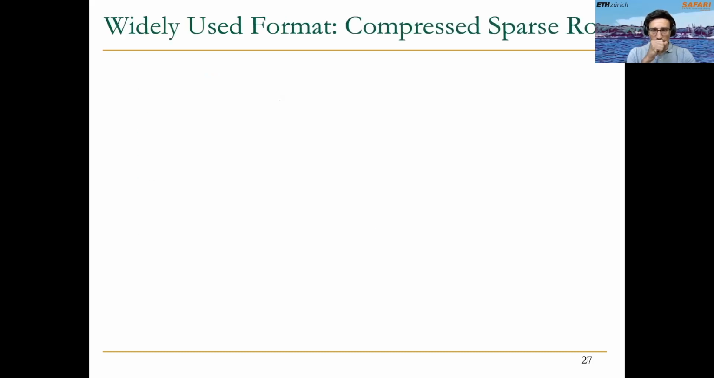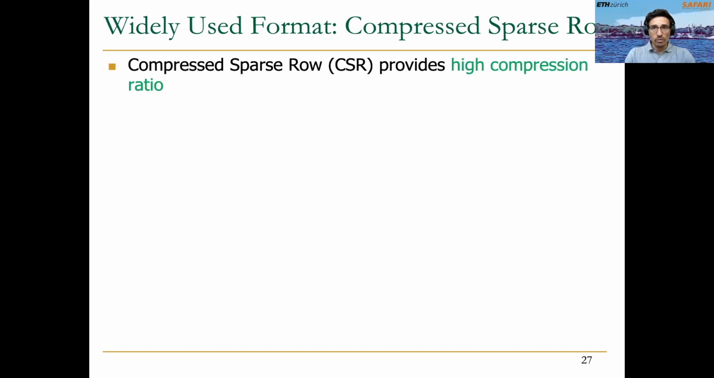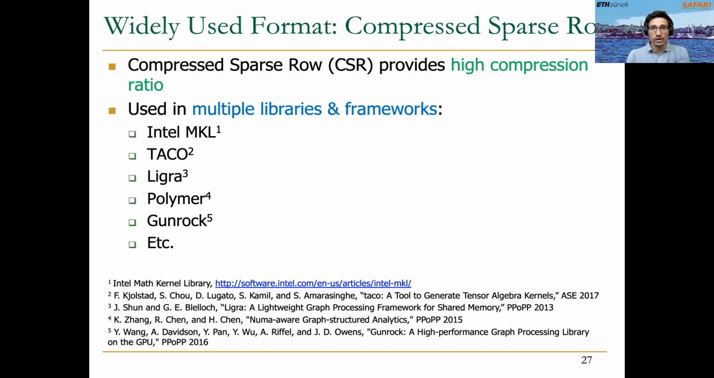So the next format that we are going to discuss is compressed sparse row, or CSR, that is widely used, probably the most popular format, and provides a high compression ratio. It's also used in multiple state-of-the-art libraries and frameworks like Intel MKL, Taco, Ligra, Polymer, Gunrock for GPUs, etc.